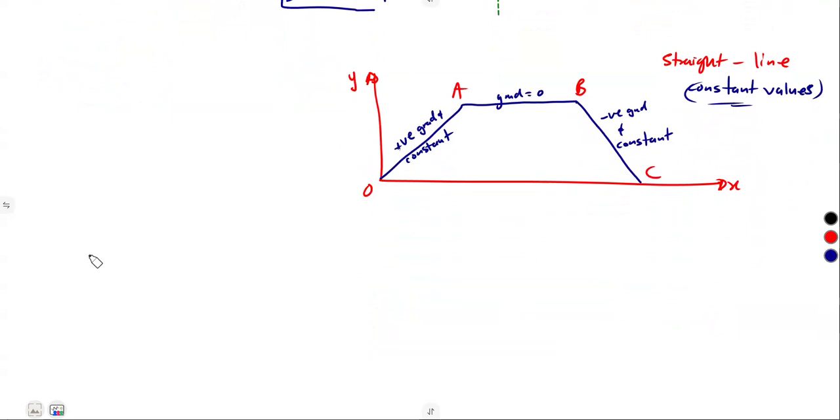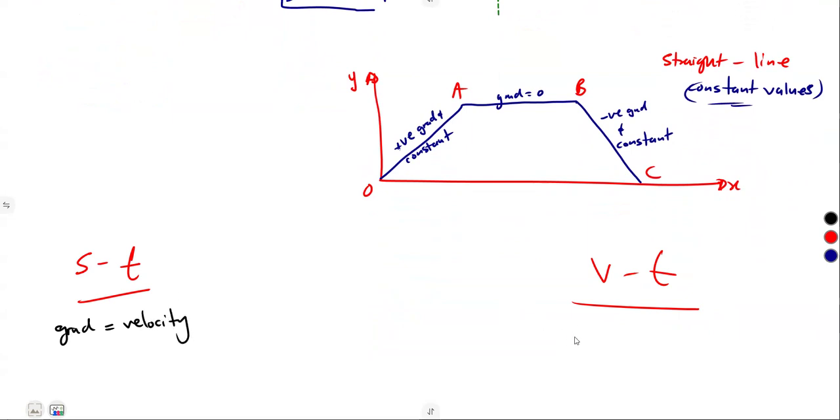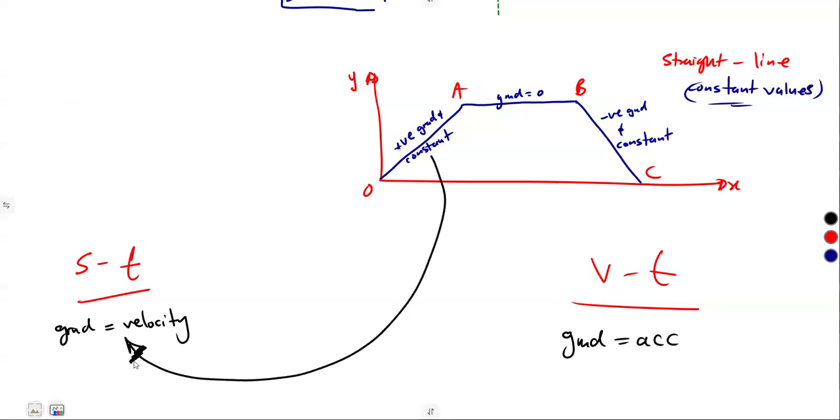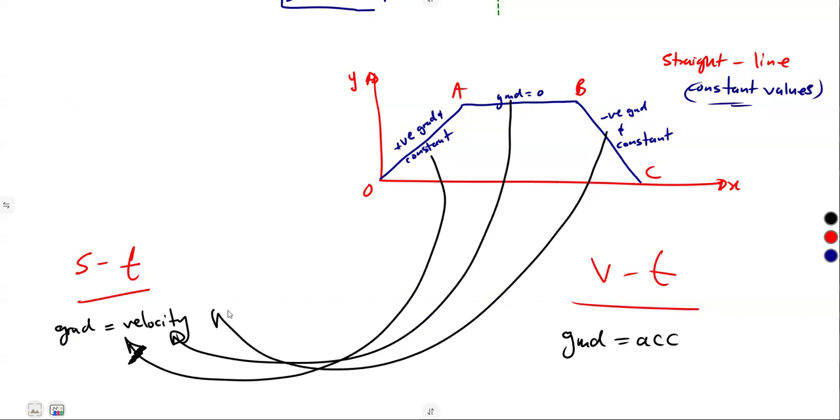If it is the displacement time graph or the velocity time graph, know the difference. For the displacement time graph, that gradient is simply representing velocity like we had before. And here, the gradient is simply representing acceleration. So when I'm saying positive gradient and constant, I'm simply saying here positive velocity and constant. Gradient equal to 0, velocity is equal to 0. Negative gradient, negative velocity and constant for a displacement time graph.